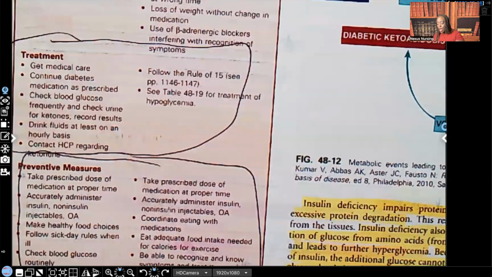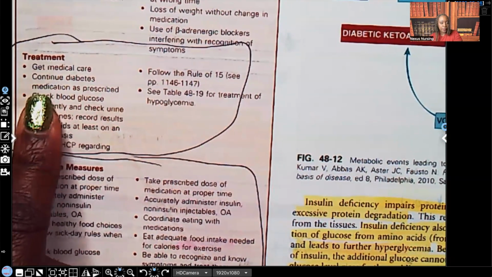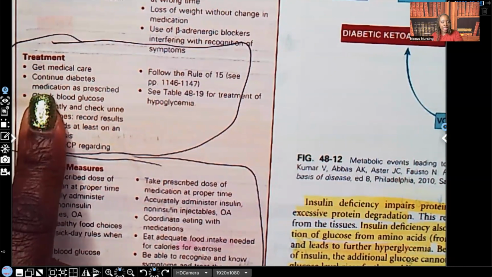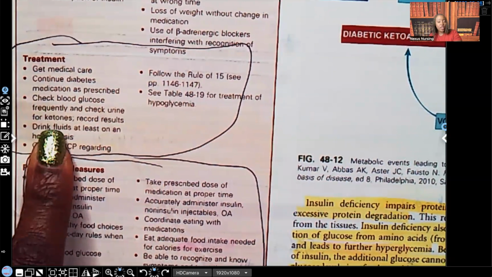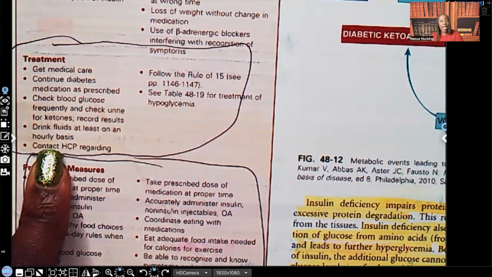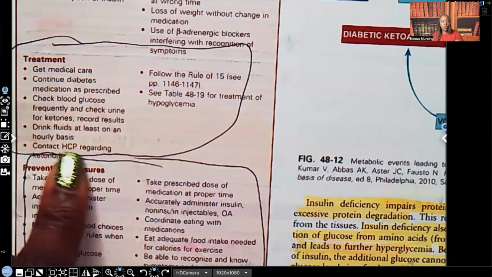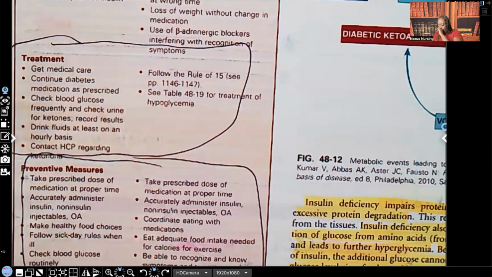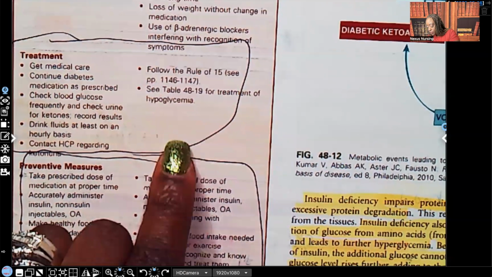Treatment. So for hyperglycemia, if the patient's too high, you're going to get medical care, right? Continue the diabetes medications prescribed, check their blood glucose, check their urine for ketones. You want to see how bad it is. Teach them to drink plenty of fluids on an hourly basis. Why? We want to avoid what? Dehydration. Remember, with hyperglycemia, dehydration is a risk that can happen. And of course, teach them to call their healthcare provider right away.